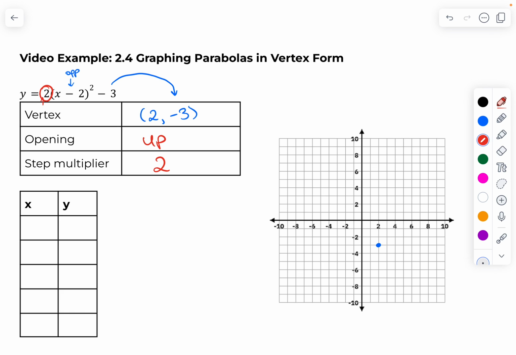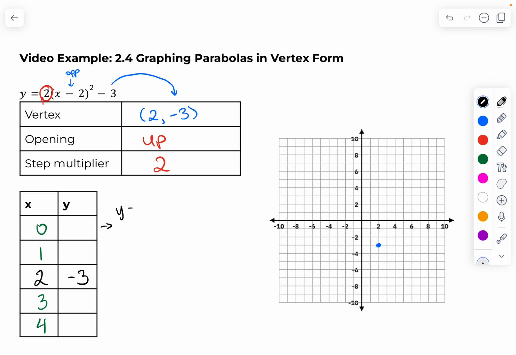Okay? Now what we're going to do is use a table of values to graph this thing. The reason why it's important to know the vertex is because that is going to be the middle of my table. And so now I want to see what's happening to the left of the vertex. So to the left of 2 is 1 and then 0, and to the right of the vertex, 3 and then 4. So those x values are always going to change based on the vertex.